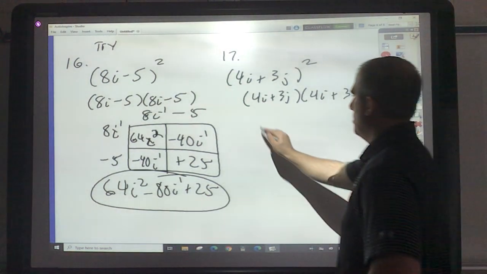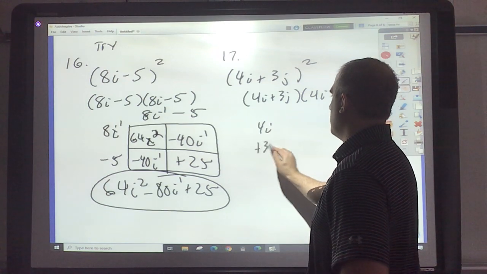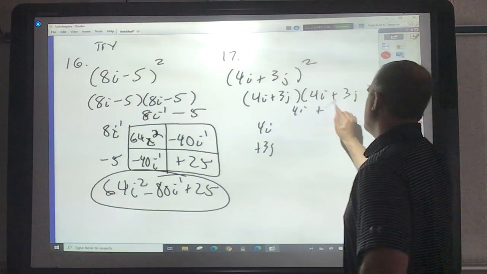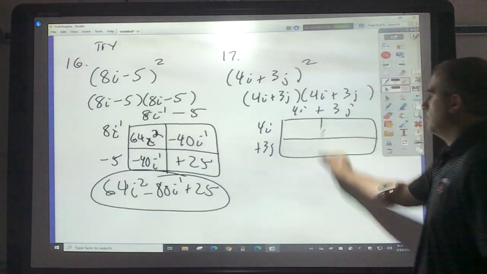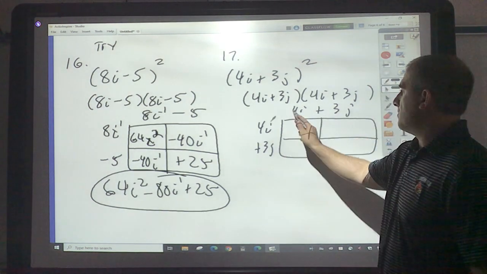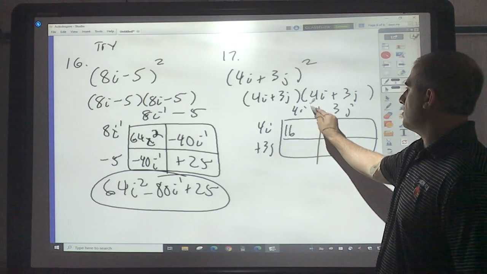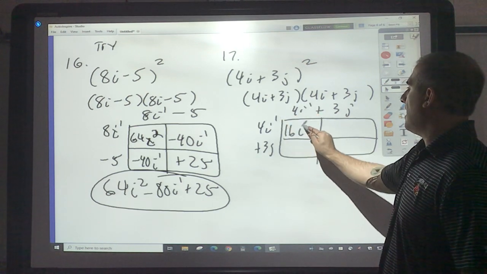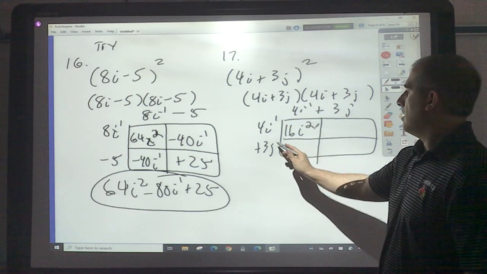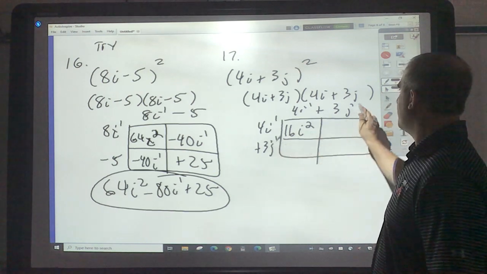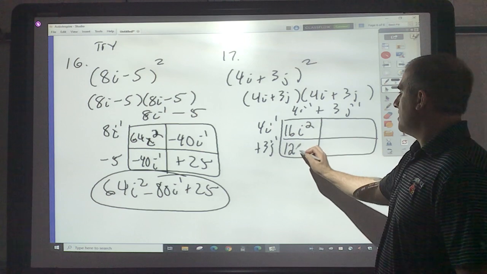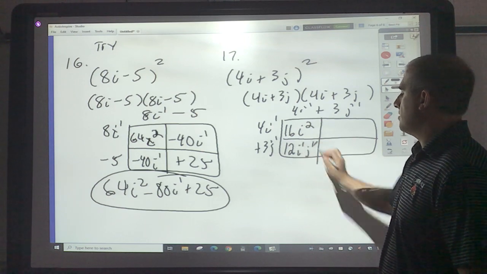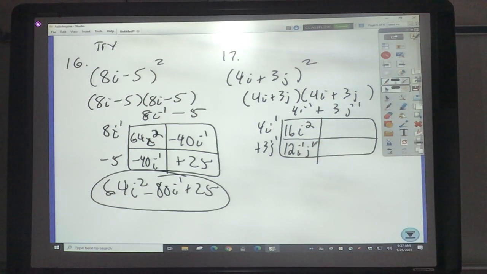So squared here, 4I plus 3J, 4I plus 3J. Okay? Write 4I plus 3J, write 4I plus 3J. Okay? Make a big box and then split it. Okay? 4 times 4 would be 16. Since both of these, I put 1s there, would be I squared. Okay? J to the first, J to the first. 3 times 4 would be 12. This would be I1, J1. Okay? Cannot combine those. Okay?